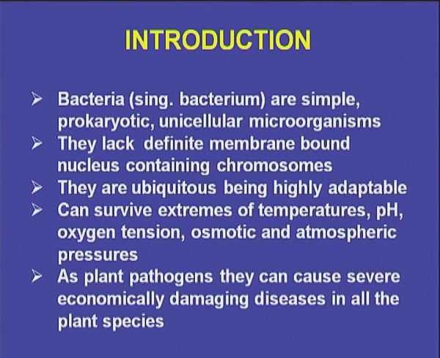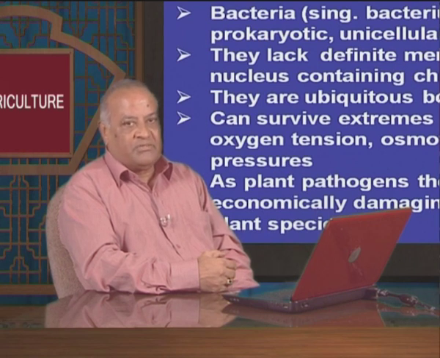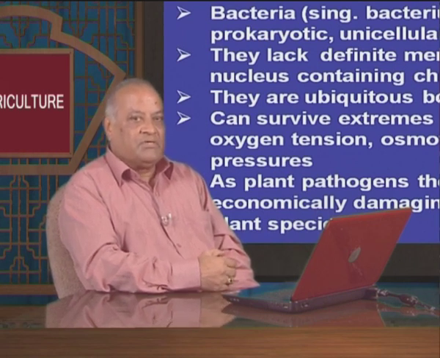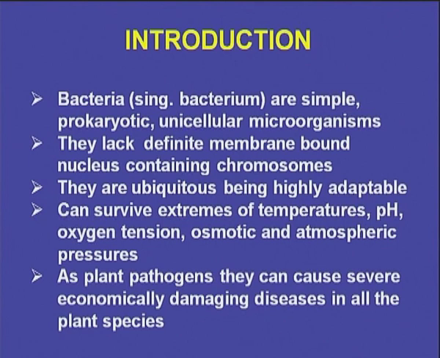As in the eukaryotic organism, they lack the membrane bound nucleus in them, and they are ubiquitous in nature, meaning they are found everywhere on the earth, and they are very adaptive to the nature, and because of this nature they are ubiquitous. They are omnipresent, we can say, and they are highly adaptable. They can survive very high temperature, very low temperature. They can survive in a long range of the pH. They can tolerate the oxygen tensions, osmotic and atmospheric pressures.